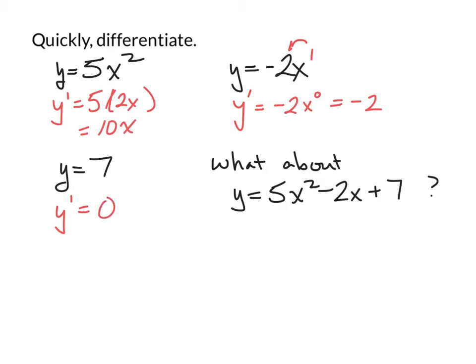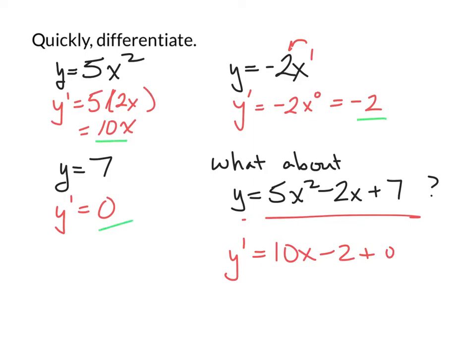So what do you think is going to be the derivative of y if y is equal to 5x squared minus 2x plus 7? Your instinct is probably telling you y prime is going to be 10x minus 2 plus 0, when we just add together all of our derivatives. Well, we're not sure about that yet until we prove it.